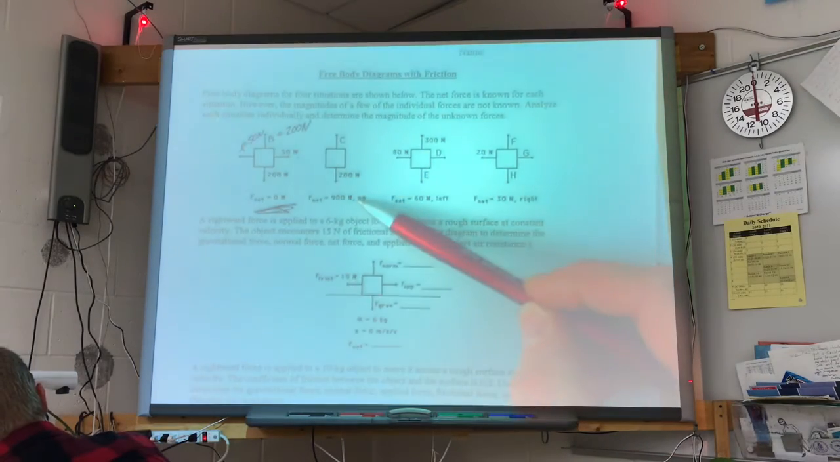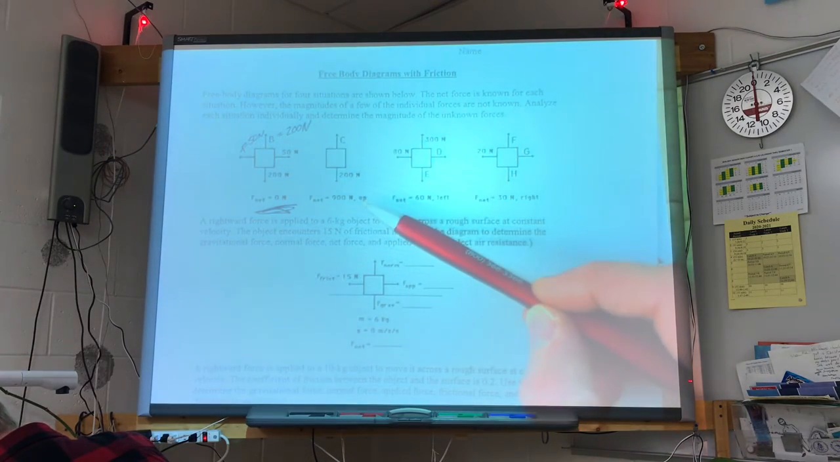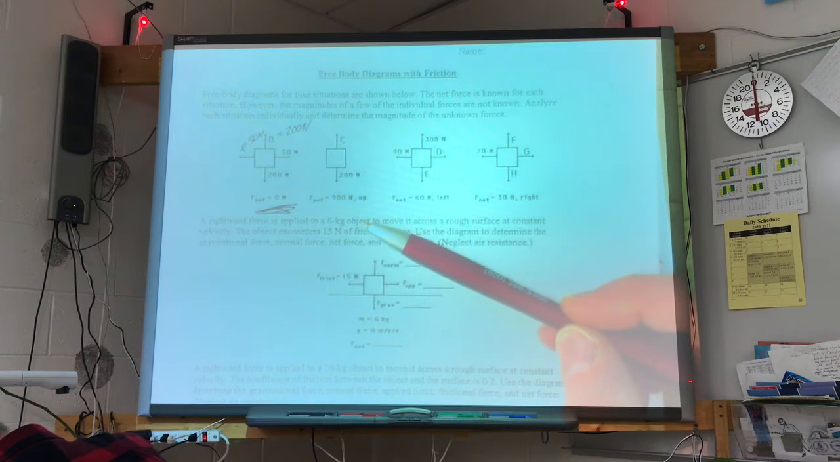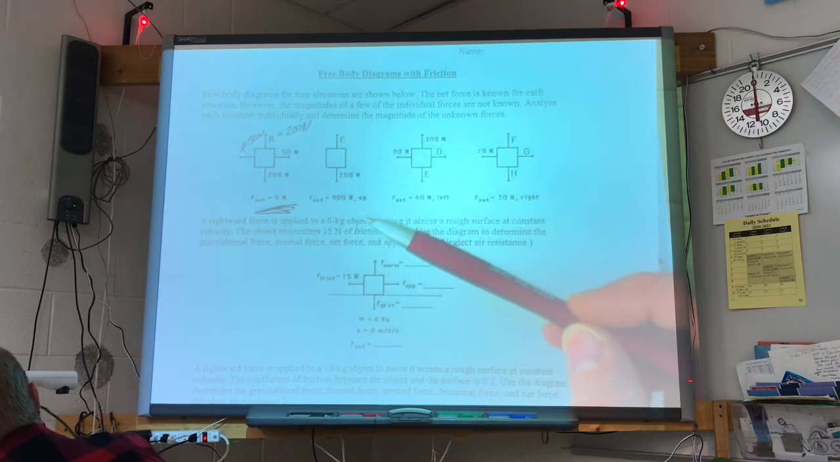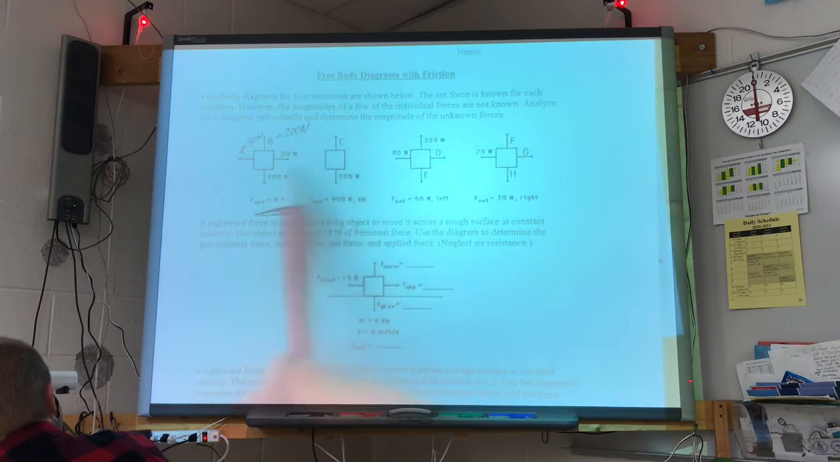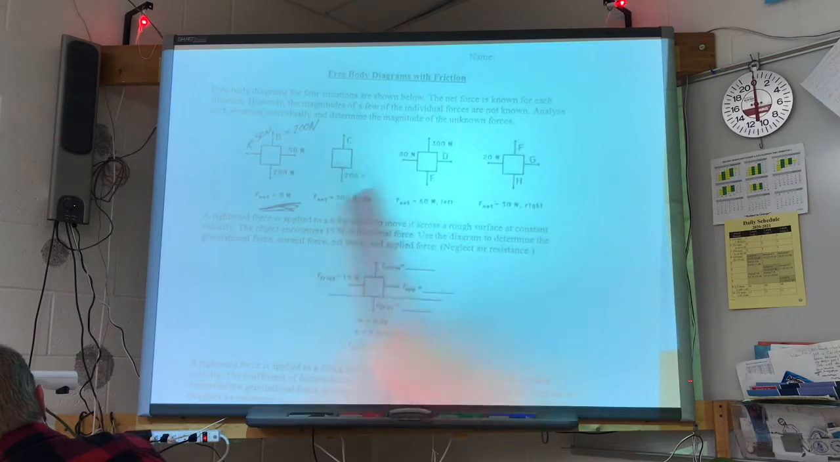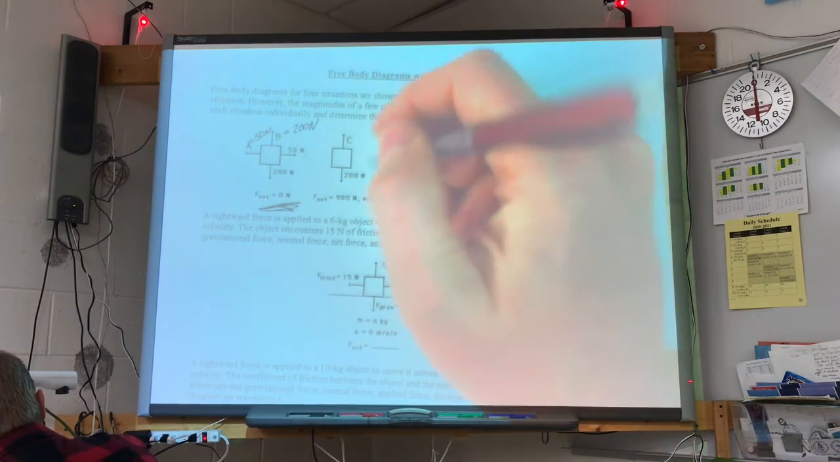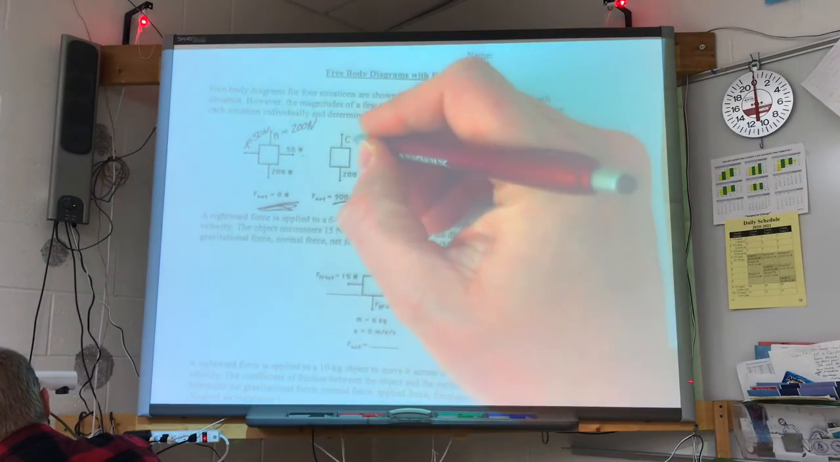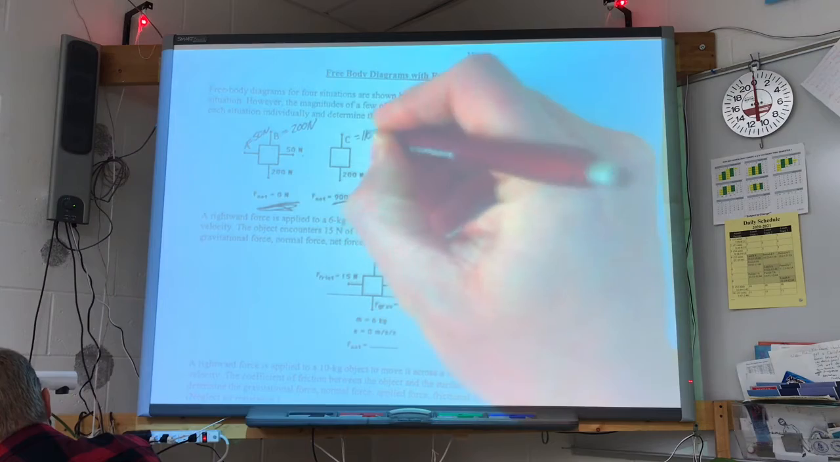What about the second one? If my F net is 900 newtons up, are my forces balanced or unbalanced in the X direction? Balanced. There aren't any forces, but they are equal, so they're balanced. What about in the Y direction? Unbalanced. Which direction are they bigger? Up. How much bigger? 900 more, therefore C is going to be 1100.